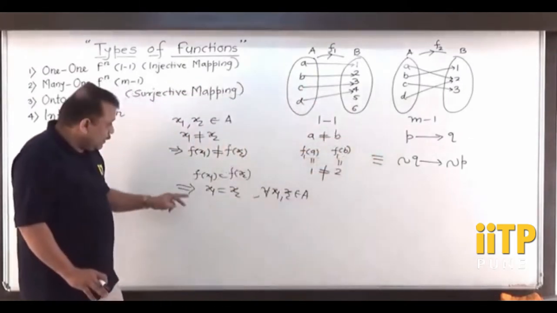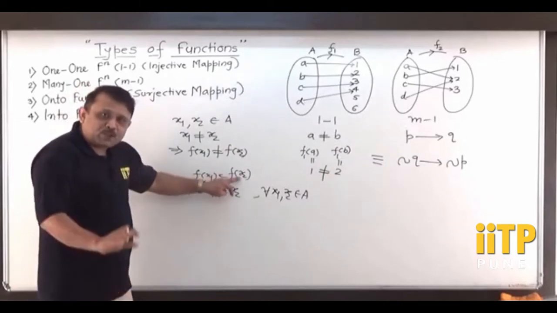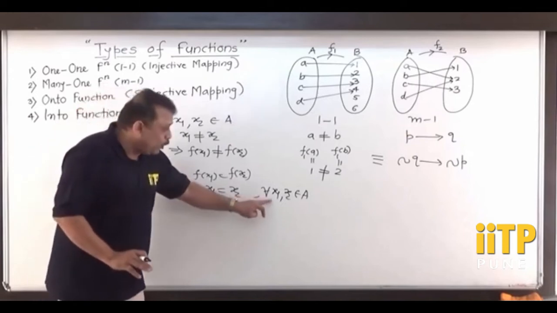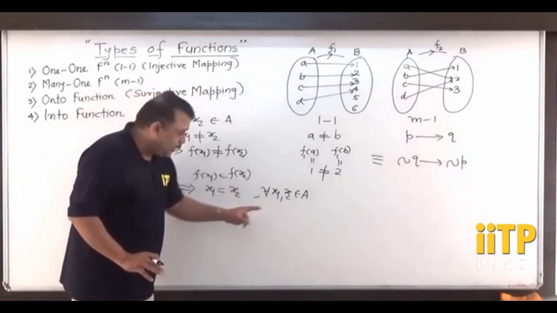Here, f of x1 equal to f of x2 is P, and this implies x1 equal to x2 for every x1, x2 belonging to A is Q.